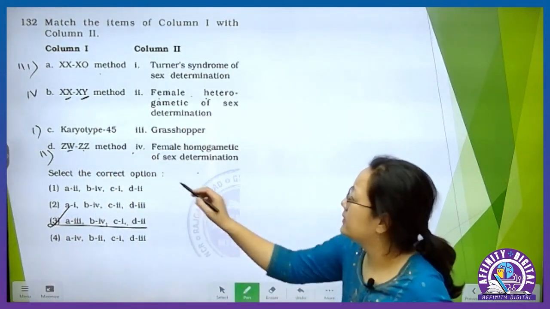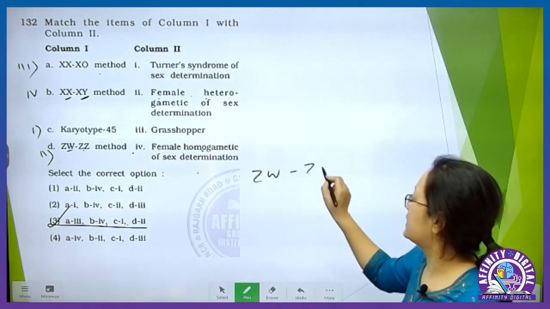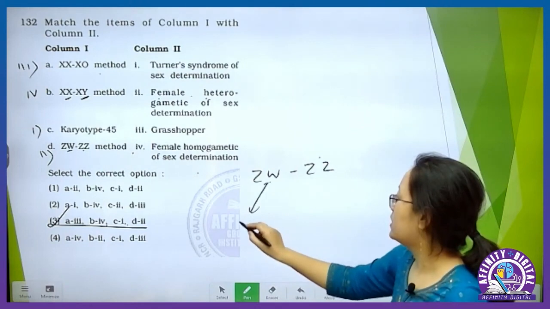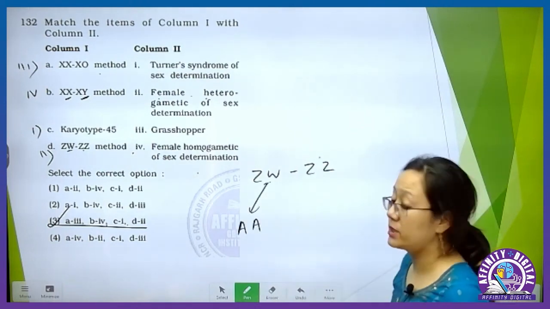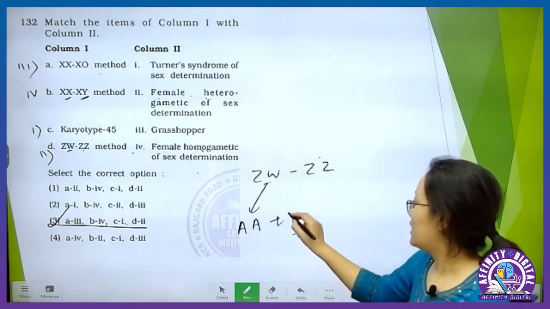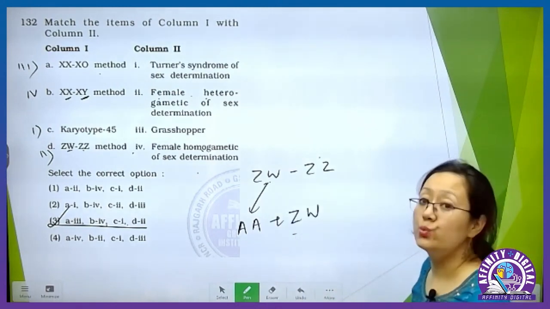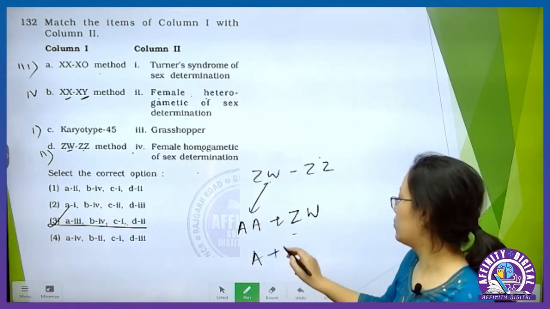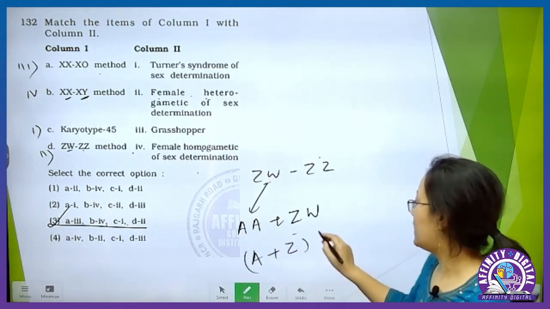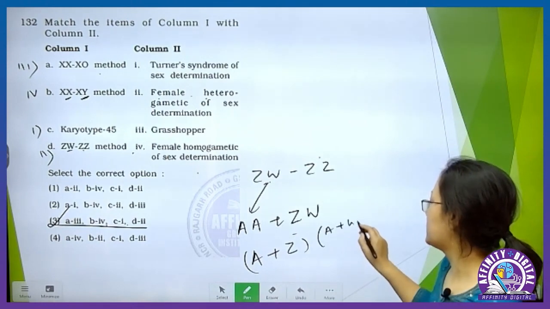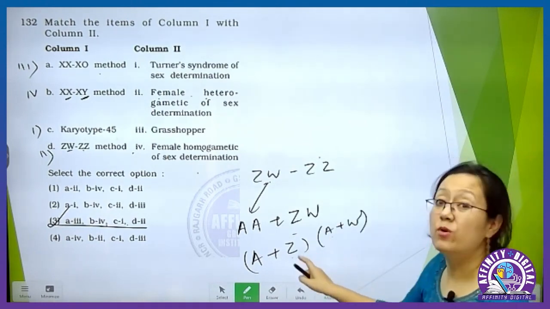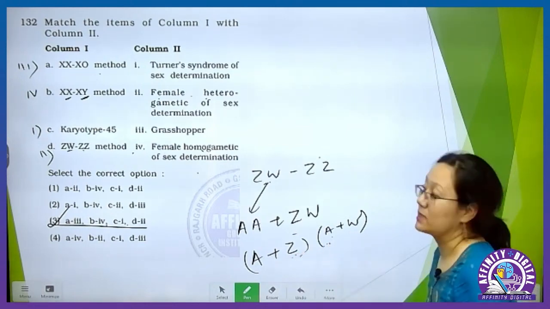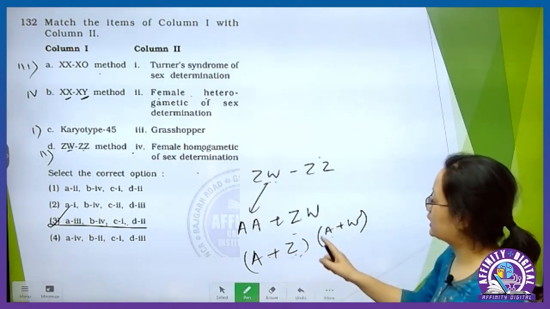ZW, ZZ means in this ZW, ZZ, this is female and this is male. This is sex chromosome. So how will we represent? Autosome will represent AA plus sex chromosome ZW. AA means autosome. So what will be the gamete form for this? One will be A plus Z and the other will be A plus W. So these are 2 types of gamete which are different. That is why we'll say heterogametic. So this is female. Female is heterogametic.